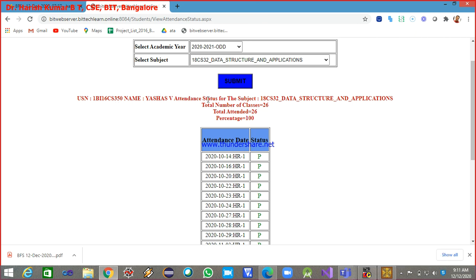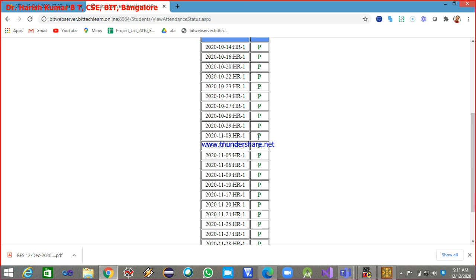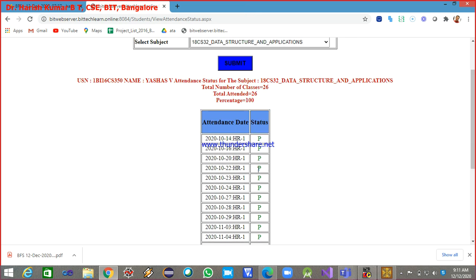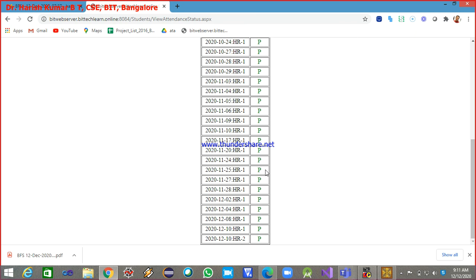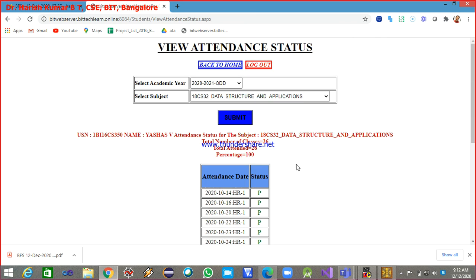So this is the USN, name, and attendance status for this subject. Number of classes 26, attended is also 26, and 100%. You can also see the dates, because the attendance was marked from 14th October, from here till here. Now if I mark today's also, you'll get today's also.